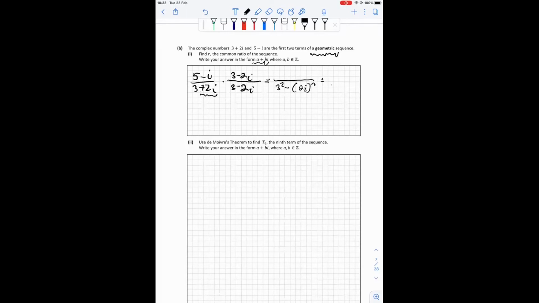So 3 squared is 9. And 2i squared is 4i squared. i squared is minus 1. So I get minus minus is plus. It's a plus 4. So on the bottom, we have 13.